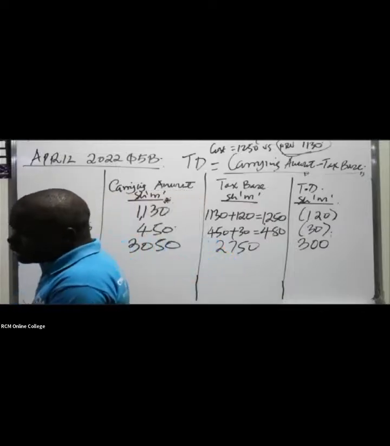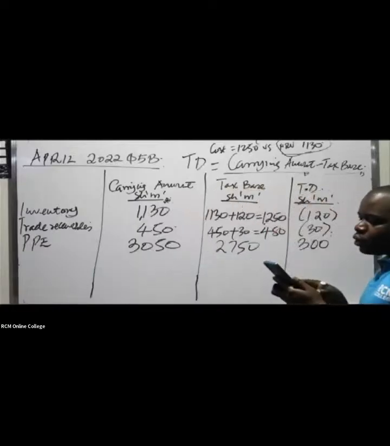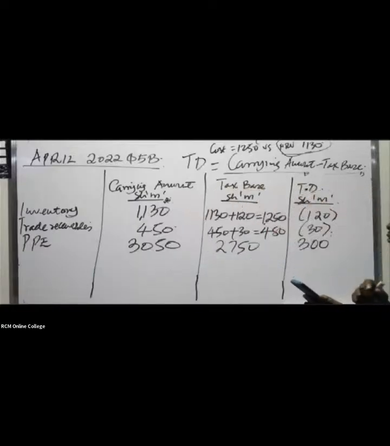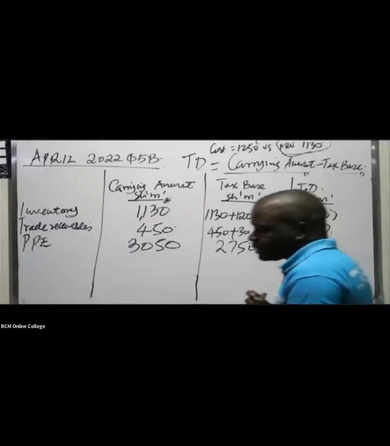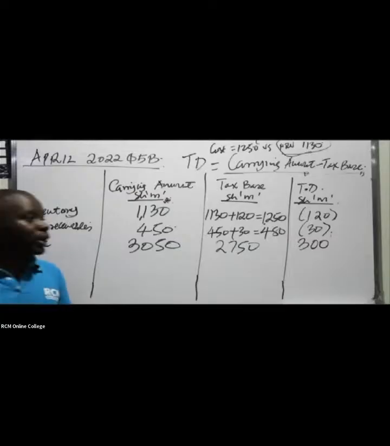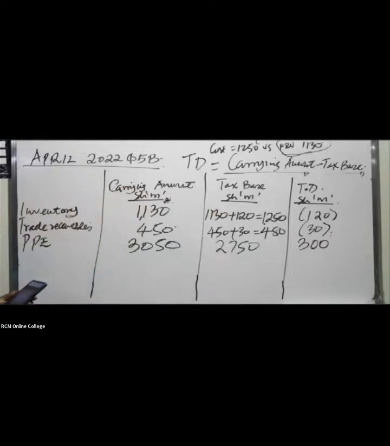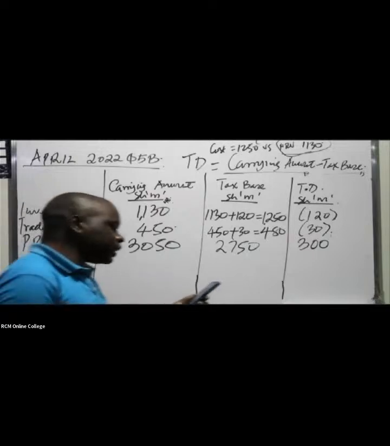So you are being told during the year ended 31st of October 2021, property was revalued upwards by 150 million. Take note of that statement. I'll be able to advise you how you'll be able to deal with it once we have completed this particular table. So I'll tell you how you deal with that revaluation. So let's go to the next one.